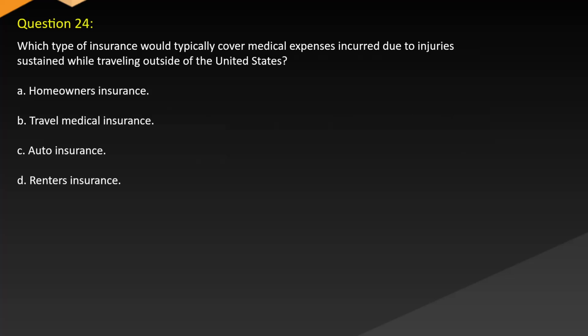Question 24. Which type of insurance would typically cover medical expenses incurred due to injuries sustained while traveling outside of the United States? A. Homeowners insurance. B. Travel medical insurance. C. Auto insurance. D. Renters insurance.